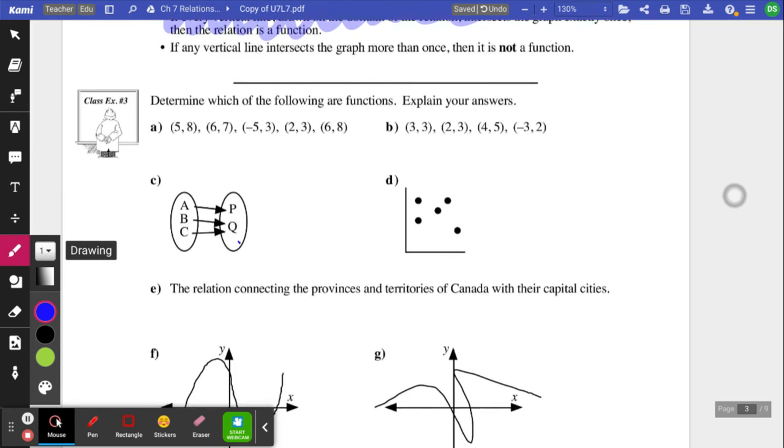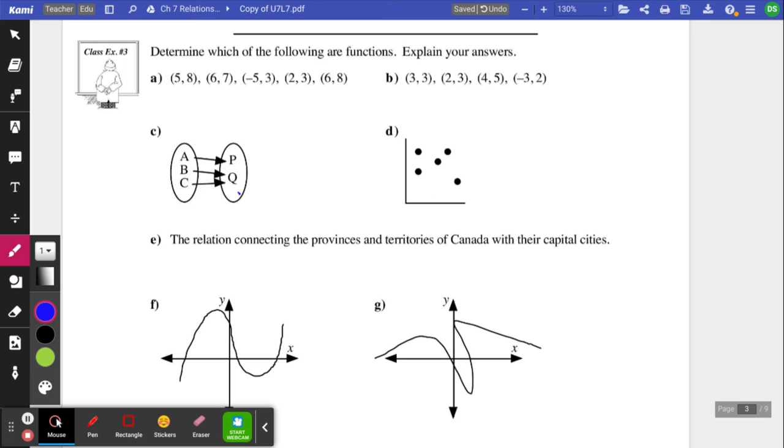Determine which of the following are functions. Class example number 3. 5, 8, 6, 7, -5, 3, 2, 3, 6, 8. Anybody want to guess yes or no right now? I say yes. Here's what I would do. I get kind of confused sometimes when I do this. So I give myself a quick graph, and I just quickly throw those numbers up there.